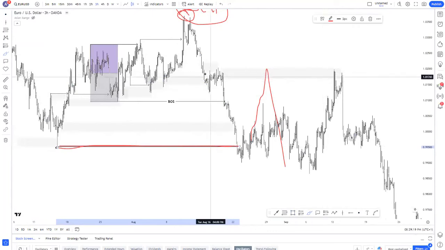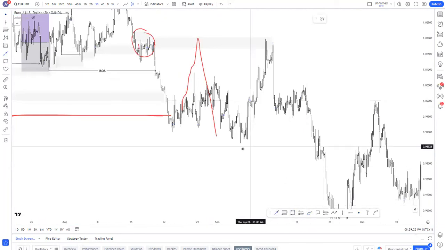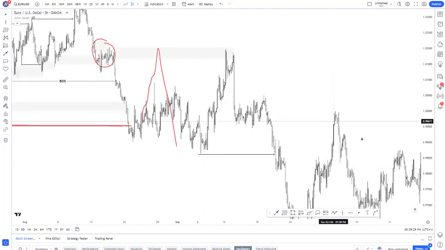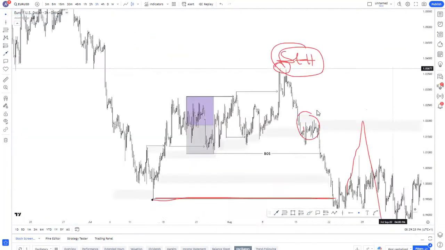You can see our price came there. This was the last place we had a switch, and then we dropped, breaking another structure. You understand? There are a lot of examples on every pair.